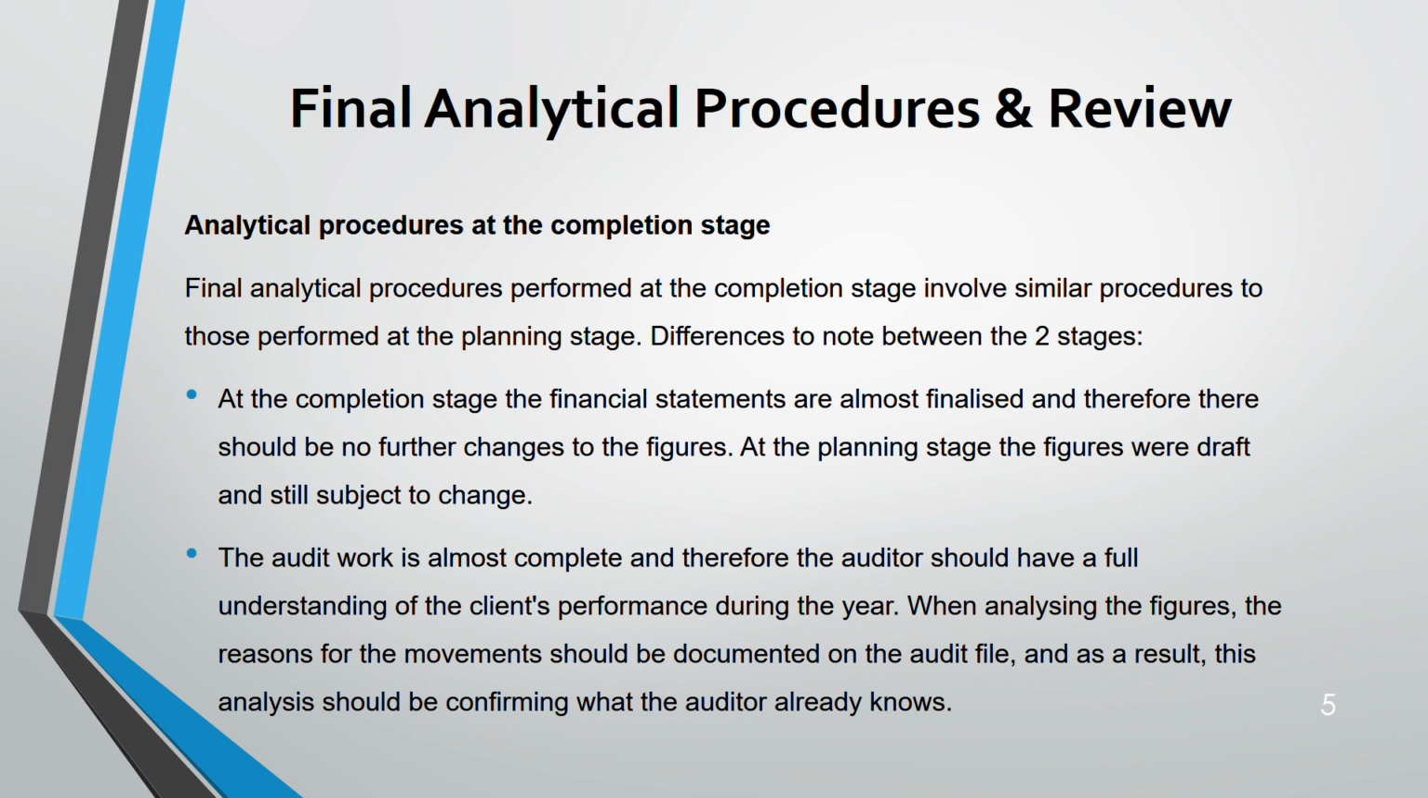So when analyzing figures also, the auditor should document the reason for the movement in their audit file. And as a result, this analysis should be confirming what the auditor already knows. This is not possible in the planning stage because the auditor does not have so much understanding. But at the completion stage, when you're doing analytical procedure, the auditor has an understanding of what the reasons for the movement could be, and it is documented also. These are the two differences.